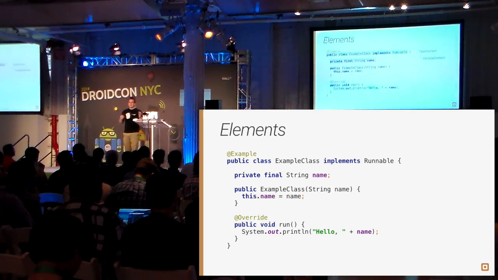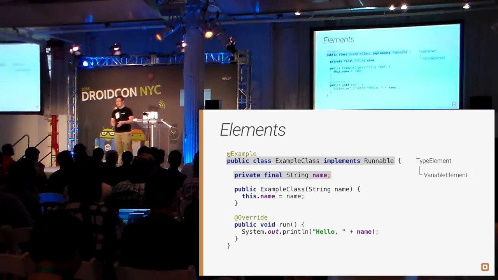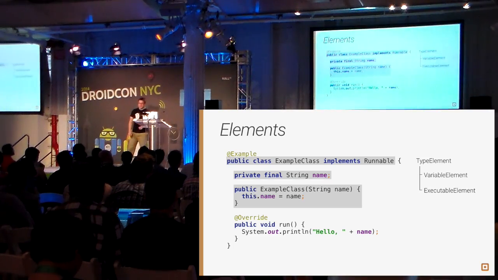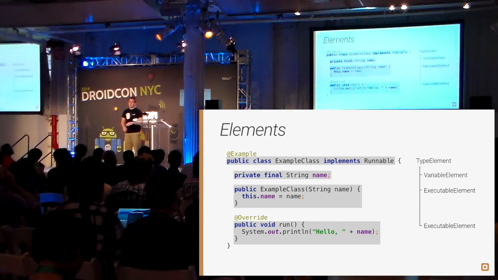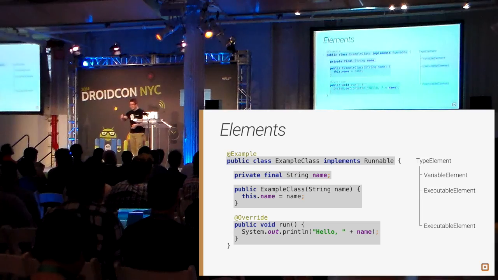Inside of that type element, as a child of that type element, I have a variable element, which is this name field. I have an executable element, which represents the constructor. And then I have another executable element, which represents this method. So when I look up the example annotation, I'm going to be given back a type element, and then I can say, get enclosed elements, and it will return a list of these three pieces that are inside in the syntax.